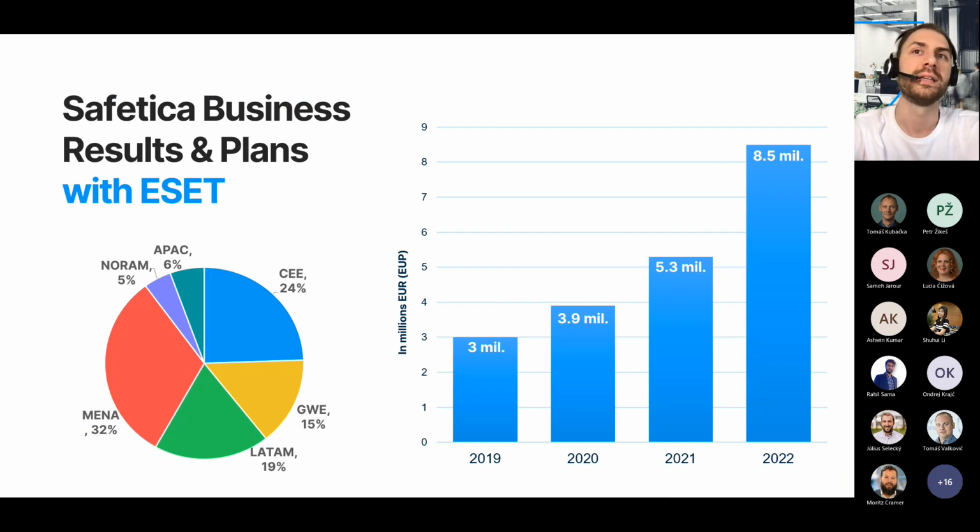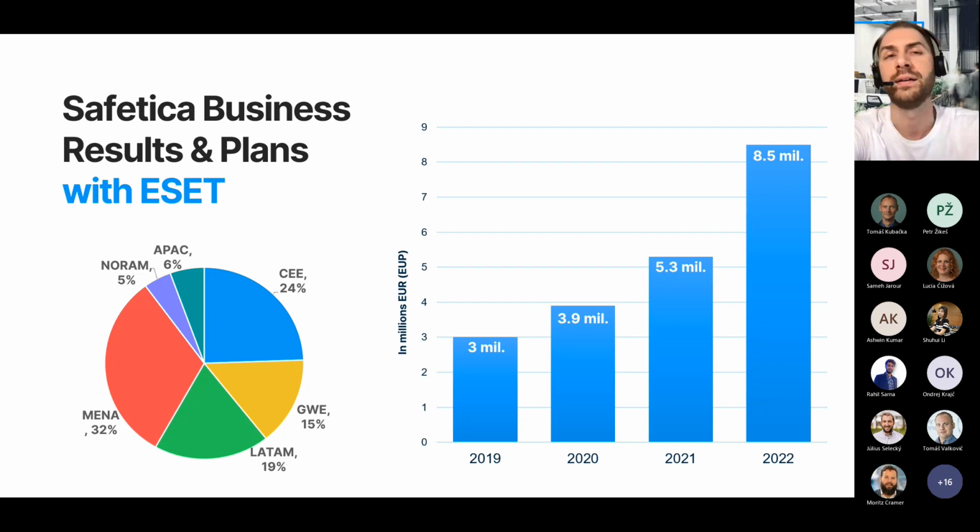So that was the Safetica business. So what about our joint cooperation and business? Our joint business grew from 3 million euros in end user prices in 2019 to about 5.3 million euros in end user prices last year. And this year we are targeting even higher, 8.5 million euros.